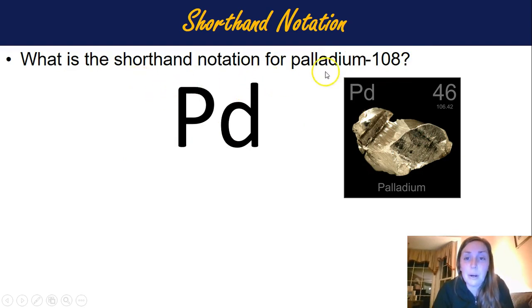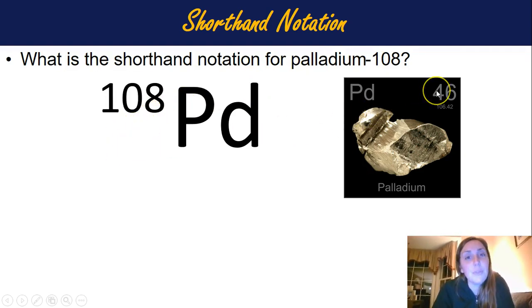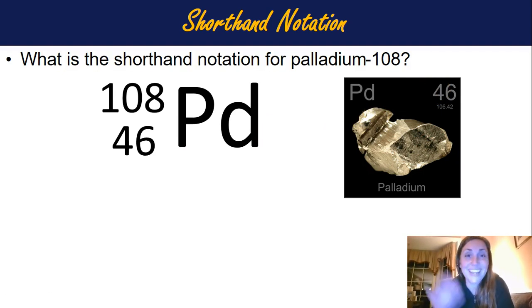So that top number comes from the hyphen. So 108 is on top. And then this number on the bottom comes from the periodic table, those counting numbers. So 46 goes on the bottom. Okay, so there you go. Top number comes from the name, bottom number comes from the periodic table.